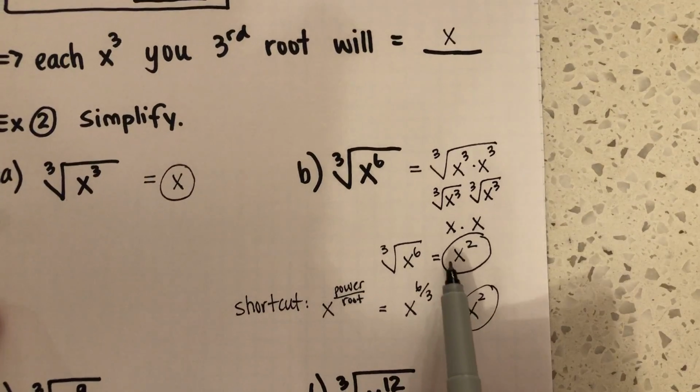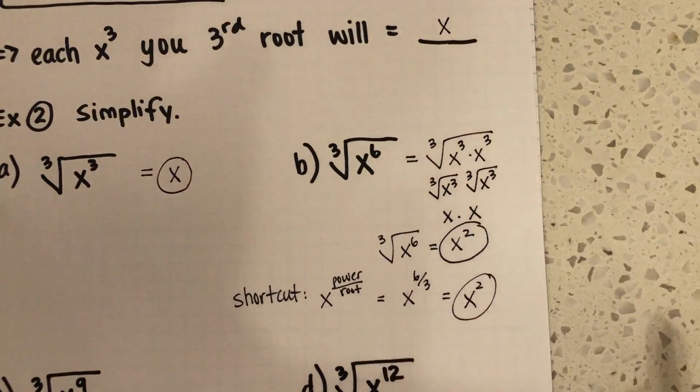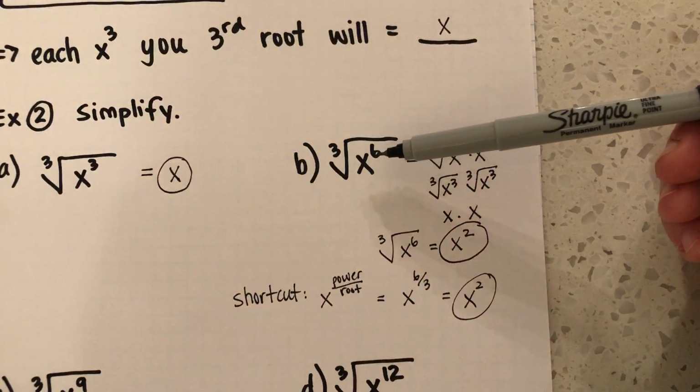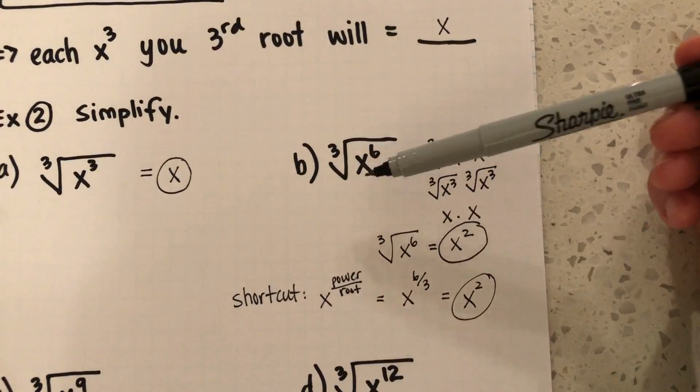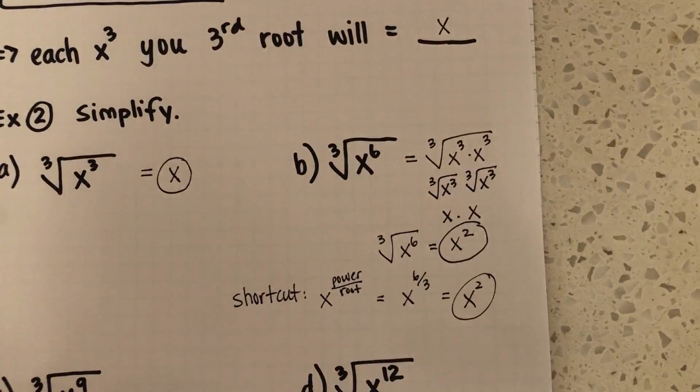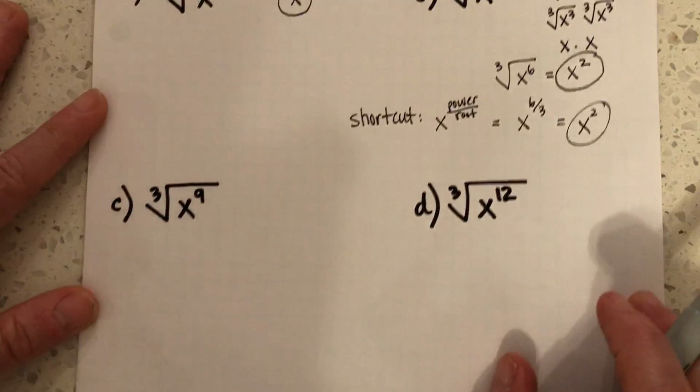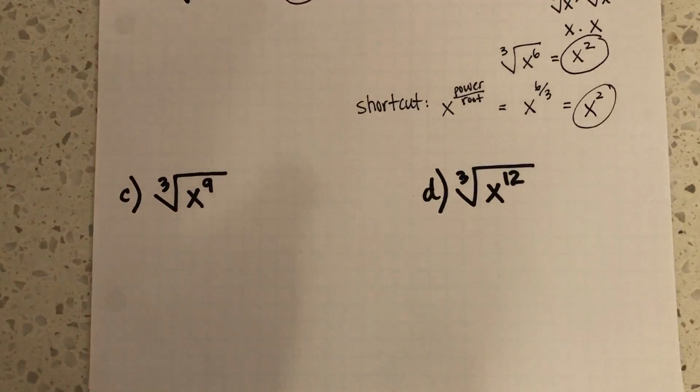So this is the shortcut instead of having to rewrite it, right? All you do is take your power and divide it by your root, because that will tell you how many x's to the third live inside of x to the sixth. All right, so look at the next one. What if you were asked to take the third root of x to the ninth?